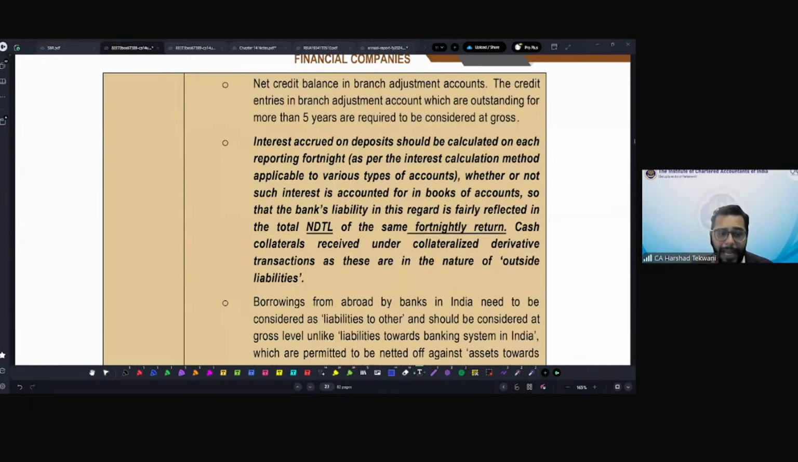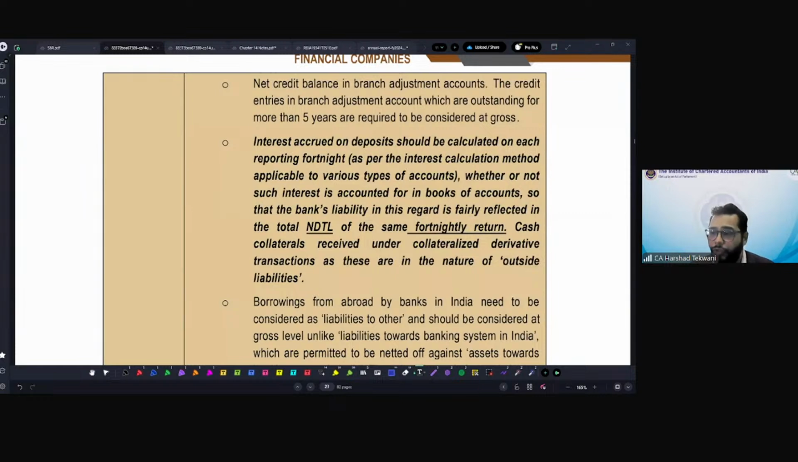So for the calculation of this particular demand and time liabilities, a detailed circular is there on how to calculate that. There are penalties also involved. Okay, if the bank does not calculate, whether the bank has accrued for those penalties or not. So everything, as an auditor, you are required to verify.